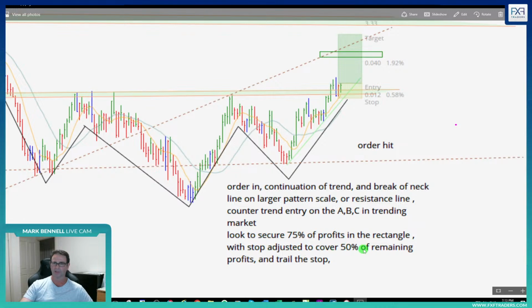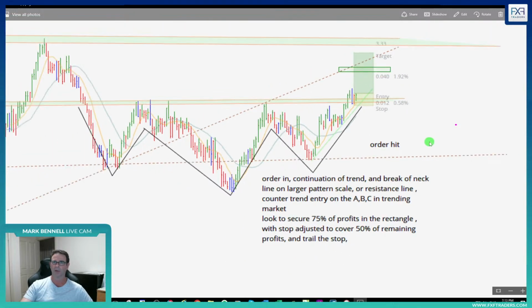With the stop adjusted to cover 50% of remaining profits and trail the stop. All right, so very good. Let's have a look at any obvious levels.